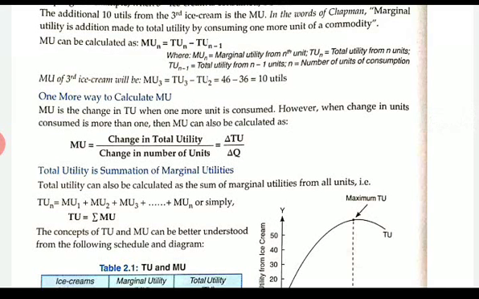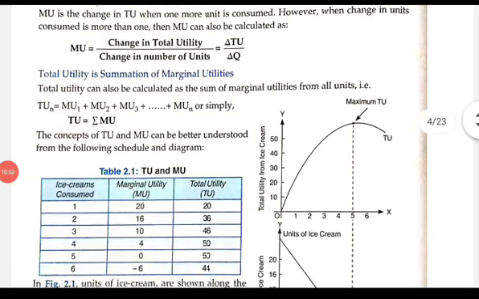So total utility is a summation of marginal utility. Another way you can calculate TU is TUn equals MU1 plus MU2 plus MU3 up to MUn, or simply the summation of MU will give you TU. So this is another way from where you can measure the total utility.